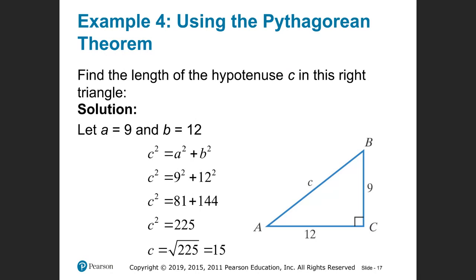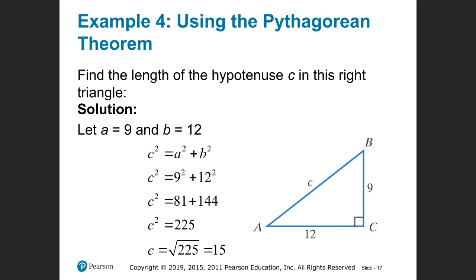Example 4, we're going to use the Pythagorean theorem. Find the length of the hypotenuse C on this right triangle. We have 9 and we have 12. We're going to let A be 9 and B be 12. So C squared is equal to A squared plus B squared. We're going to substitute our values in, 9 squared and 12 squared. 9 squared is 81, 12 squared is 144. So C squared is equal to 225.